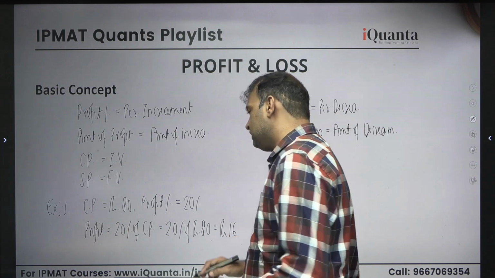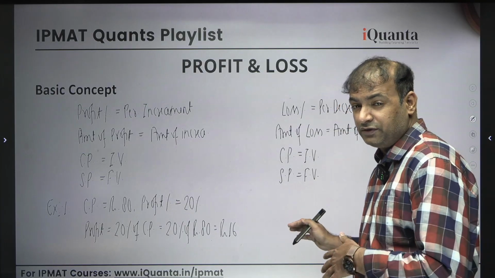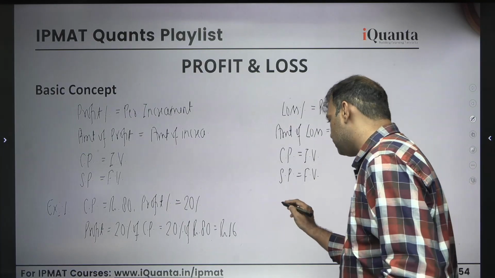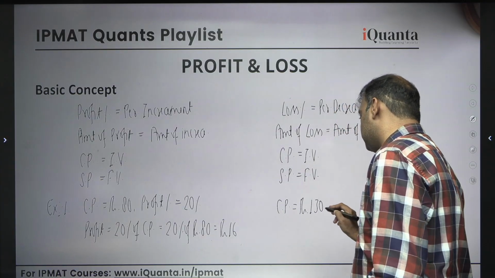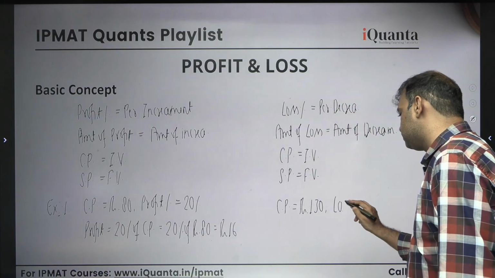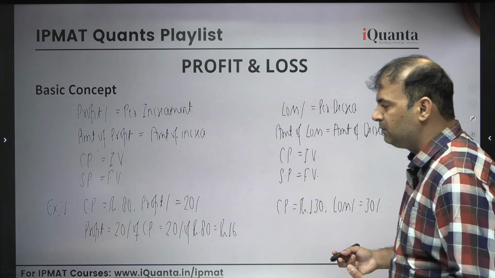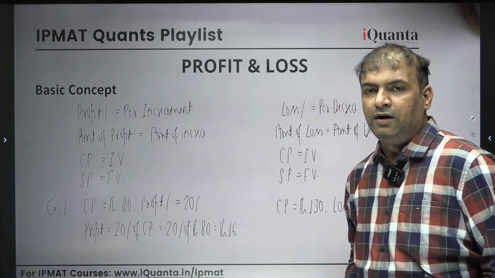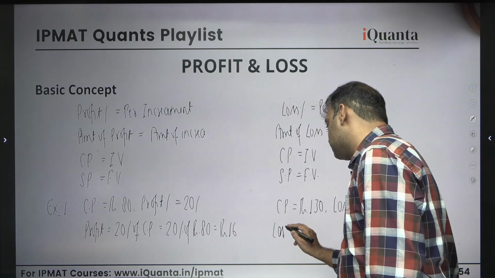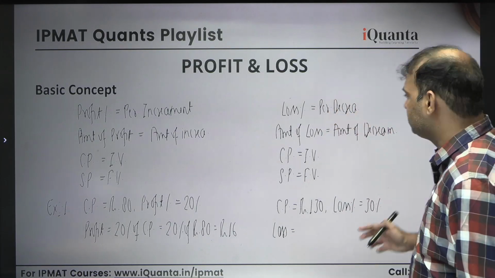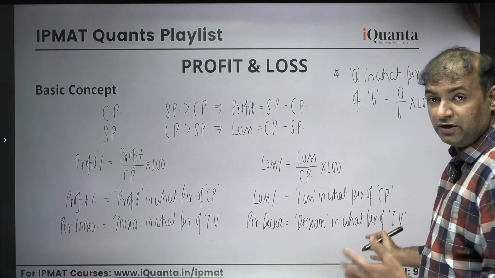All right. Similarly, guys, let's take an example for the loss percentage. Let's say the cost price is given to us as rupees 130, and the loss percentage given to us is 30%. Let's try to find the amount of loss, and with the help of this, we can also find the selling price. First, let's find the amount of the loss. Again, guys, the loss is calculated with respect to the cost price, right?